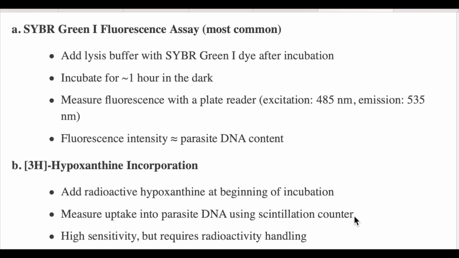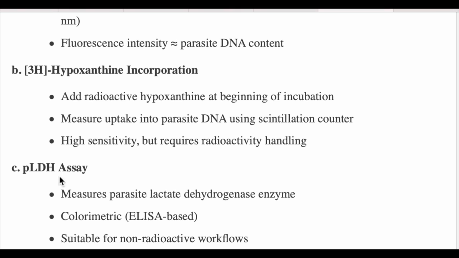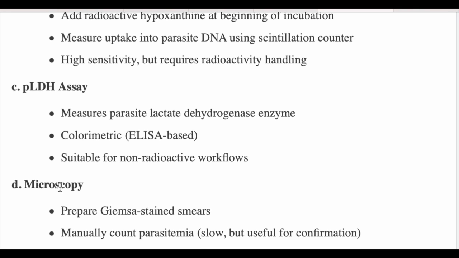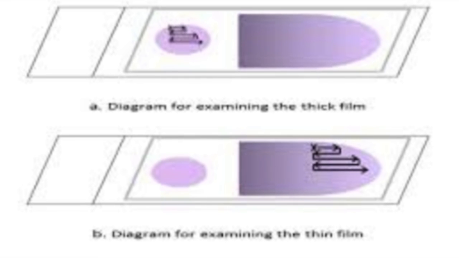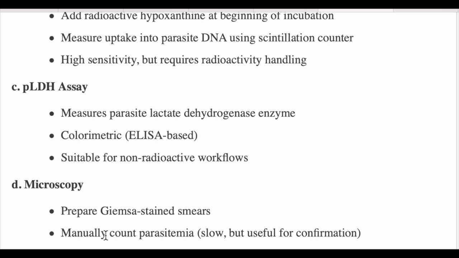An alternative is the parasite lactate dehydrogenase assay. So here you measure parasite lactate dehydrogenase enzyme. This is a colorimetric assay. It's an ELISA-based technique, and it's suitable for non-radioactive workflows. There's also the old-fashioned way of doing microscopy. So you prepare Giemsa-stained smears, and you manually count the parasitemia. So this is slow but useful for confirmation.